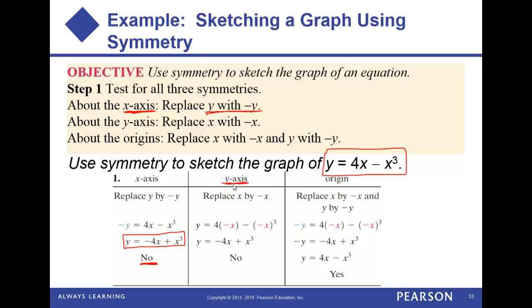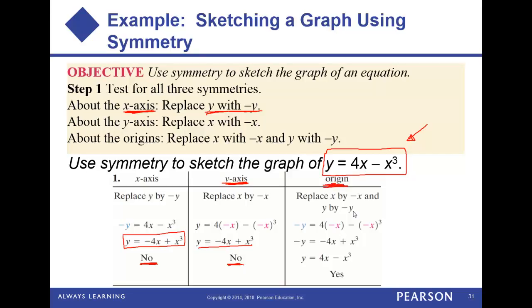Alright, to test for y-axis symmetry, we're going to replace the x values, or the x coordinates now. So we're going to plug in a negative x for all the positive x we had originally in the original graph. And with this one, let's see what happens here. Negative x times 4 gives you negative 4x, a negative x cubed. So negative times a negative times a negative is a negative. And then you still have to multiply with the negative in front, or the subtraction, so you get a positive. So now the question is, is this the same exact graph as this? No, it's not. That was a positive 4x, this is a negative 4x. So it's no. There's no symmetry about the y-axis.